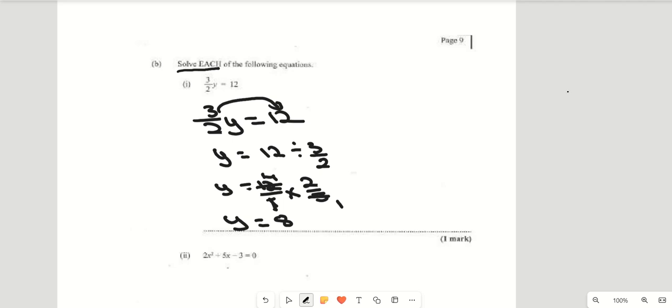And you could just check it really quickly to make sure: 3 over 2 multiplied by 8, 2 into 2, 1, 2 into 8 is 4, 3 fours are 12. So you know, yes, y being equal to 8 is indeed correct.